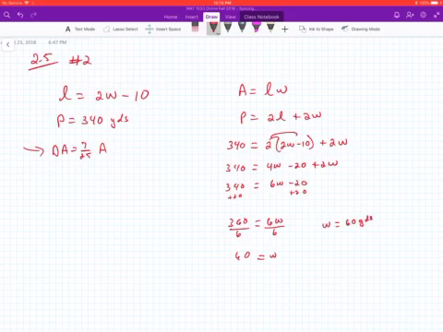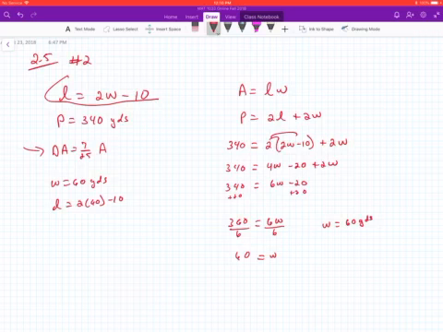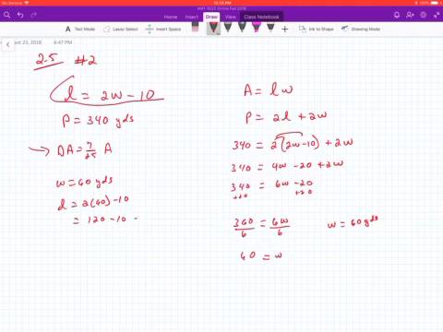Now we know up here we said that the length is 2w minus 10. So if the width is 60 yards, I'm going to write this over here, then the length is going to be 2 times 60 minus 10. So it's going to be 120 minus 10, which is going to give us 110 yards. So the length of this particular field is equal to 110 yards, and the width is 60 yards.